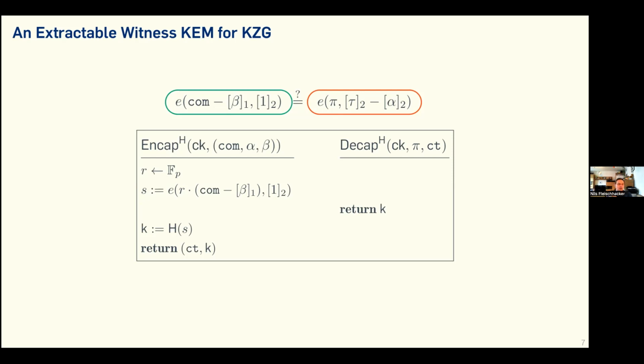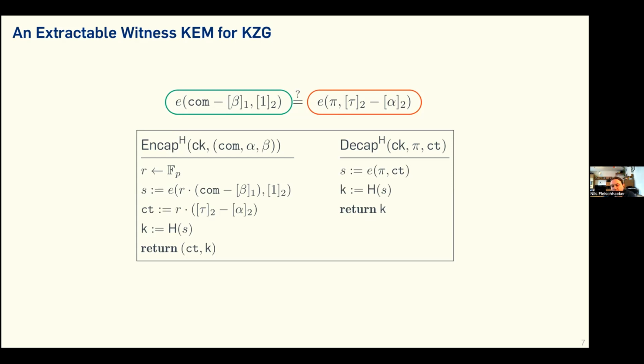So we need to somehow hide the R in our ciphertext that we basically send to the decapsulation algorithm. And the idea is now, okay, so on the left-hand side, we multiplied simply by R. If we also multiplied on the right-hand side by R, we can also pull this R into the pairing, but put it on the other side. So what we can send as a ciphertext is simply R times the G2 part of the pairing on the right-hand side, which is just the tau minus the alpha.